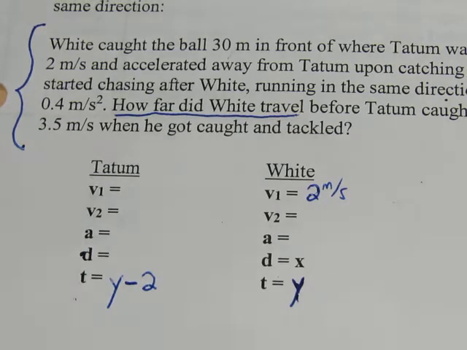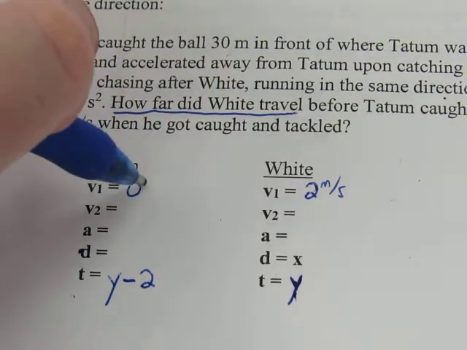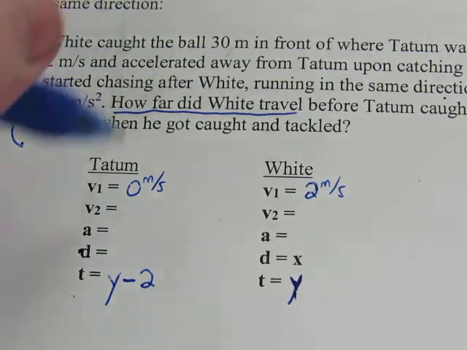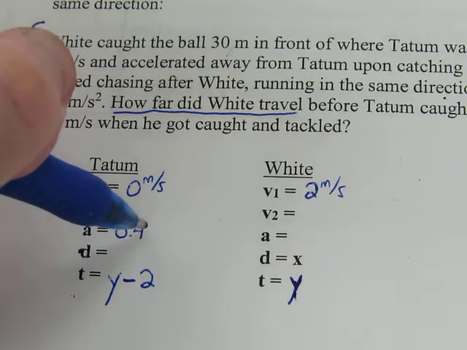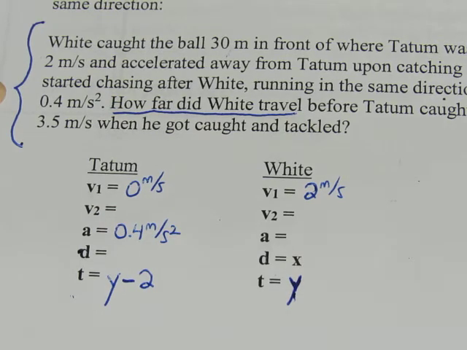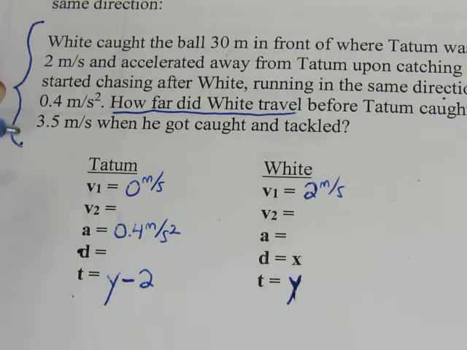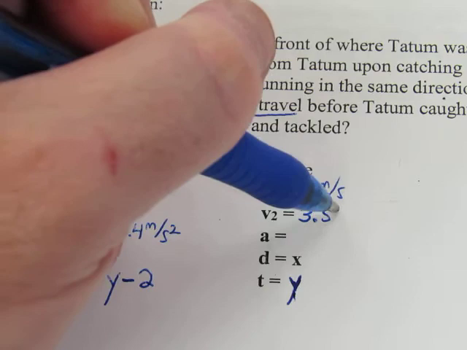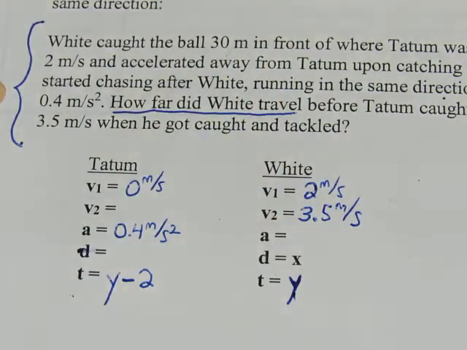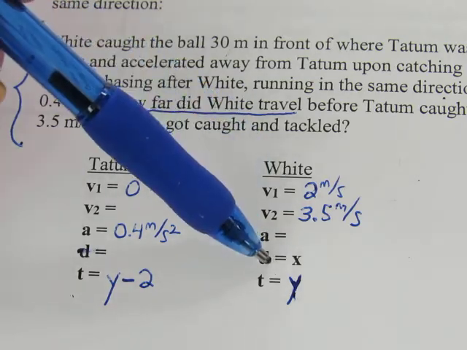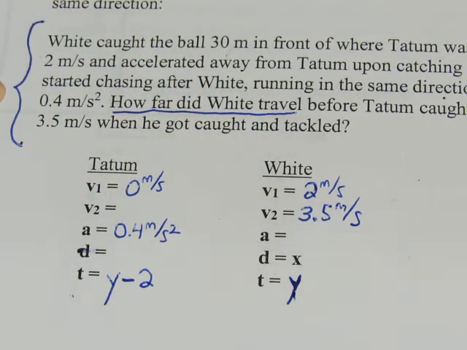Tatum starts from rest, so Tatum's V1 is 0. Tatum accelerated at a rate of 0.4 meters per second squared. How far did White travel before Tatum caught up to him if White's speed was exactly 3.5 when he got tackled? So his V2 is 3.5 meters per second. So we're almost done. We just have to take White's distance x and make a corresponding distance for Tatum.